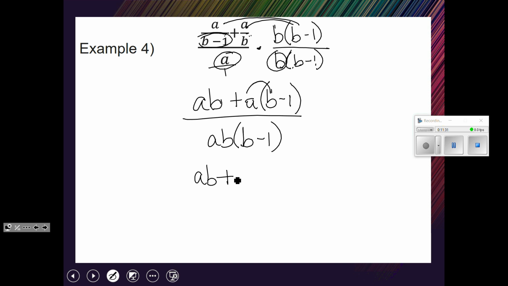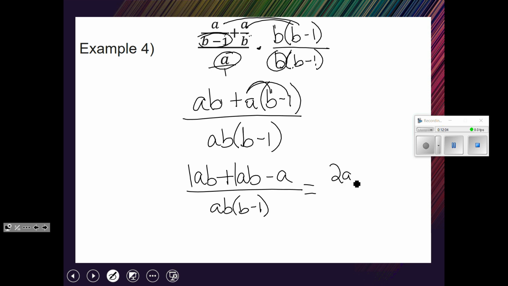ab, and this is a binomial in the top, plus ab minus a. And I may just leave the denominator, because at the end I'm going to try to factor, cancel, smush, so I may just leave the denominator in factored form, ab times b minus 1. I mean, you can multiply it out and then try to simplify it again, but you're just going to get back to ab times b minus 1. So 1ab plus 1ab is going to be 2ab minus a over ab times b minus 1.